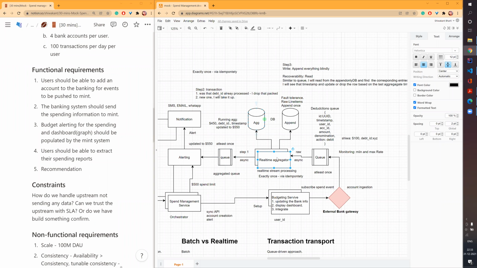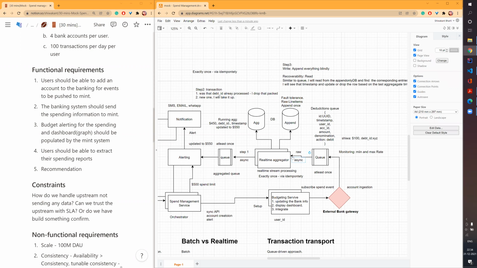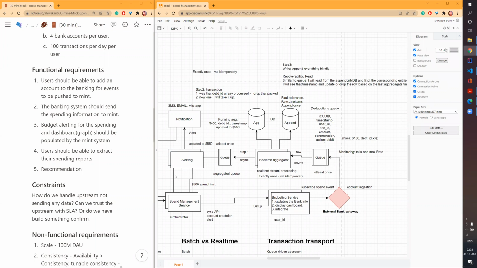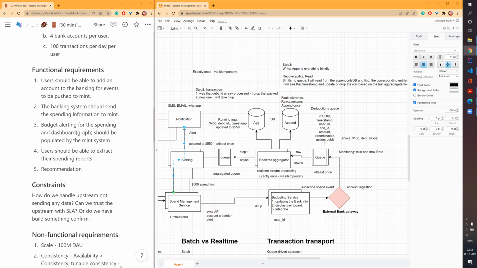It will update the aggregate, it will update the spend, and it will move on to the next object of this system. So there are basically two blocks, this part and this part, which play the role of aggregation and alerting. So which service is actually pulling the data from the bank's gateway, like the bank API?